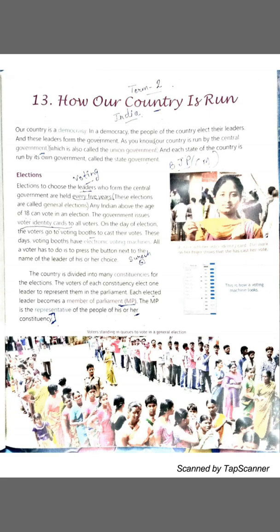The country is divided into many constituencies for the elections. The voters of each constituency elect one leader to represent them in the parliament. And then that leader becomes a member of parliament, and the member of parliament is the representative of the people of his or her constituency.